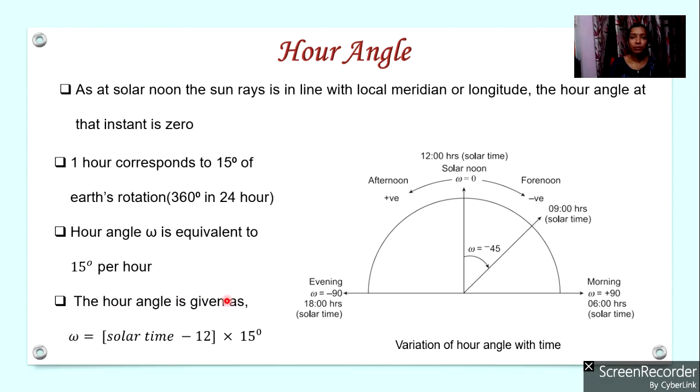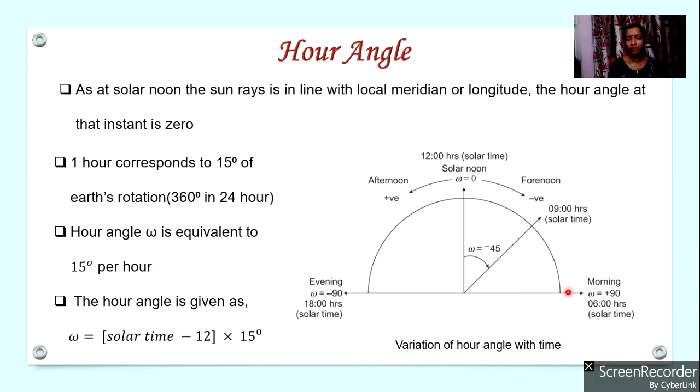And the equation for calculating the hour angle at any time is: hour angle omega will be equal to (solar time minus 12) into 15 degree. Let us consider any case. Let us consider morning 6 o'clock. Substituting it, we will get 6 minus 12, that is minus 6, into 15 degree, that is minus 90 degree. So at 6 o'clock the hour angle is 90 degree in this direction.